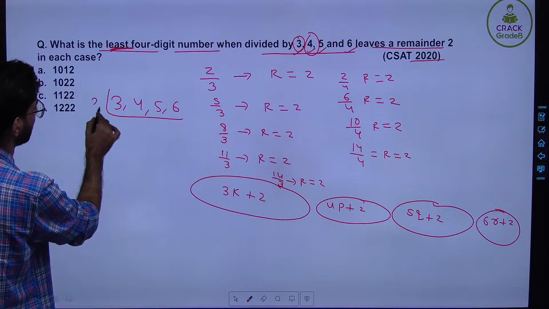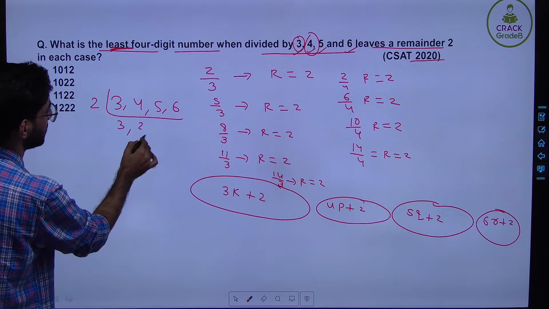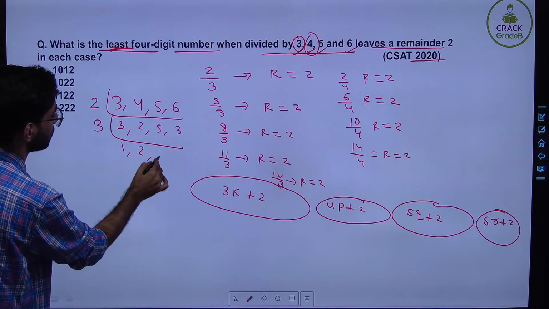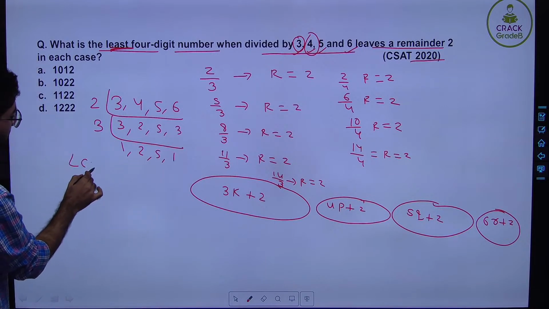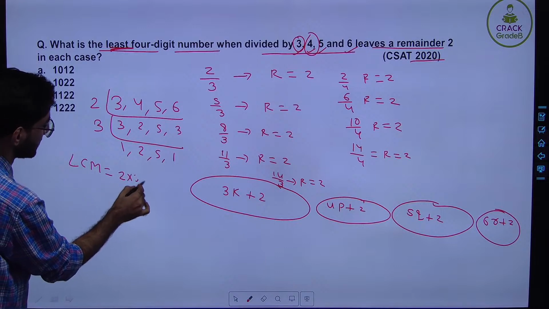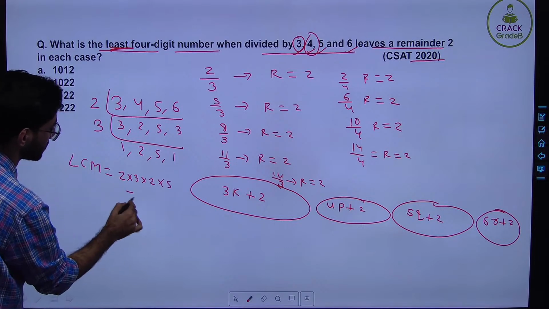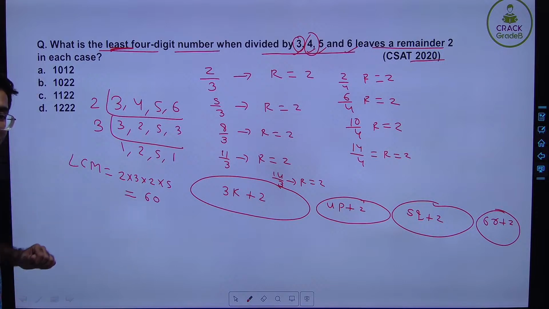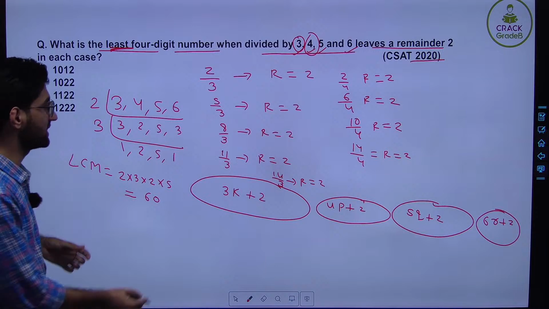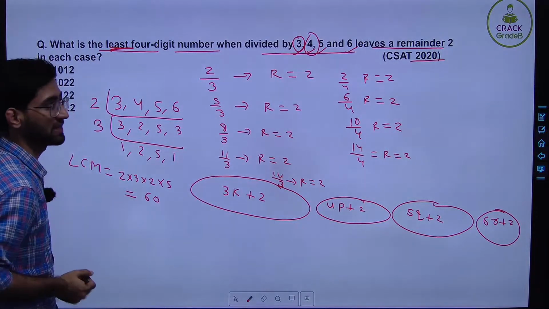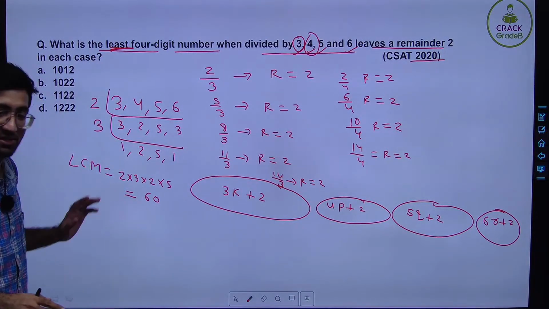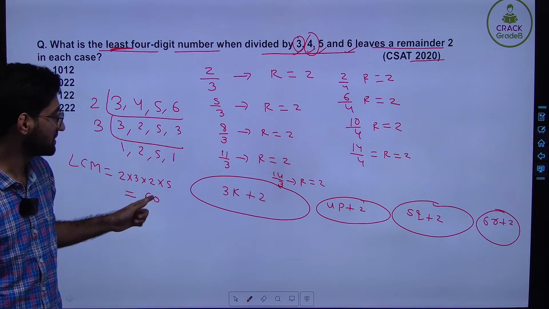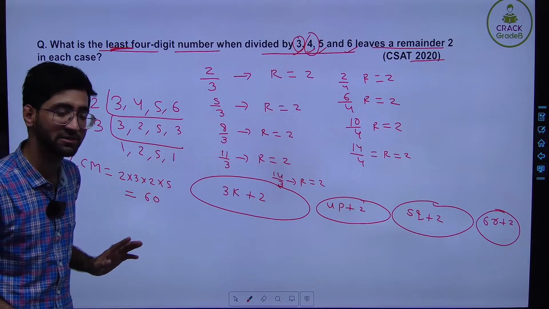So the LCM of 3, 4, 5 and 6. What will be the LCM of 3, 4, 5, 6? 2 into 2, 2 into 3, then obviously 3 into 1, 2, 5, 1. So the LCM will be equal to 2 into 3 into 2 into 5. So the LCM will be how much? 60. Right? LCM will be equal to 60. Now notice this thing. 60 is divisible by 3. 60 is divisible by 4. 60 is divisible by 5. 60 is divisible by 6.